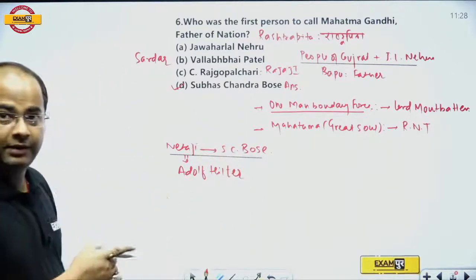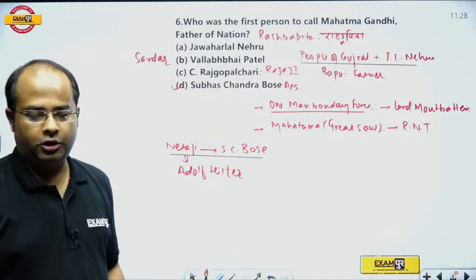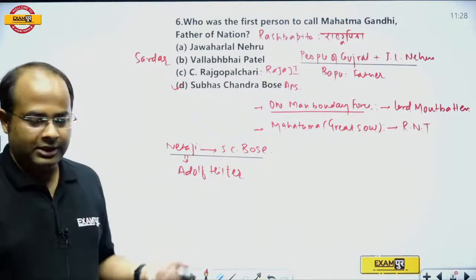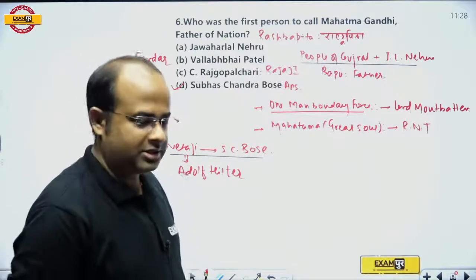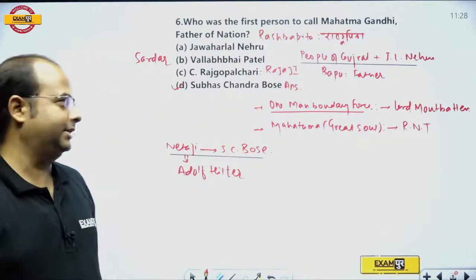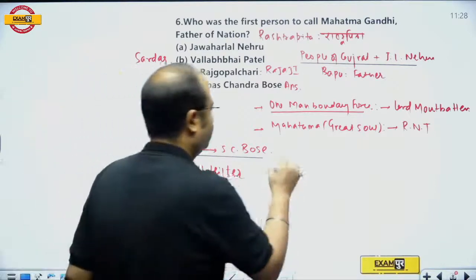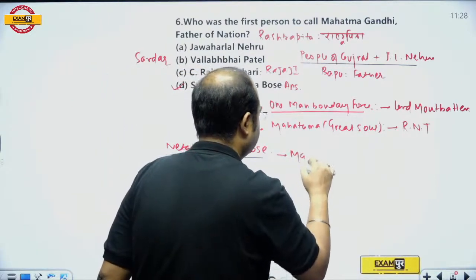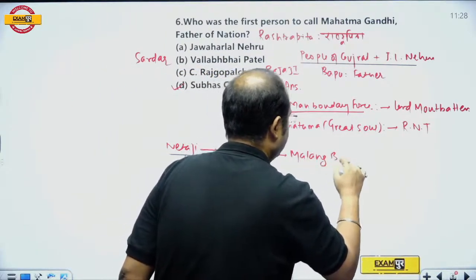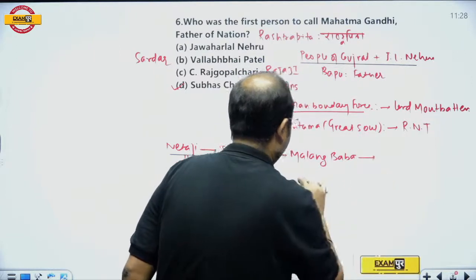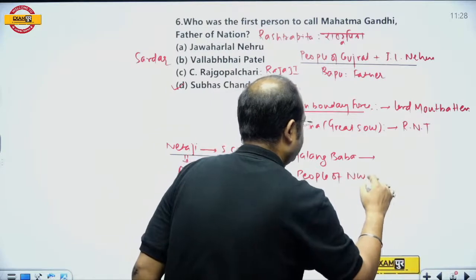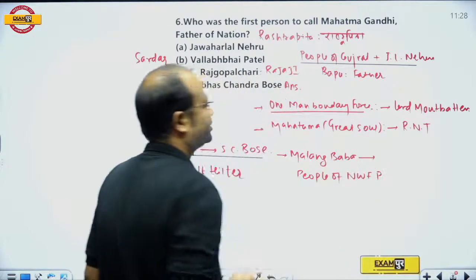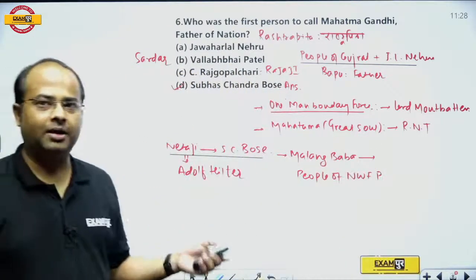Hitler, the famous dictator of Germany, called him Ardhnagna Fakir, that is half naked saint. That title was given by Winston Churchill. And Malang Baba was the name given by the people of the Northwest Frontier Province.